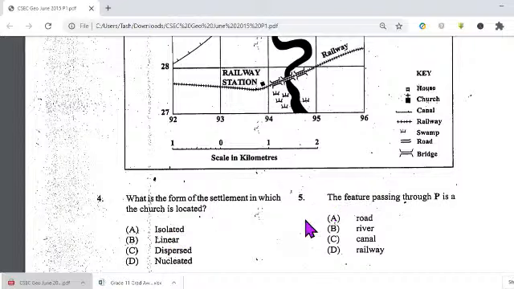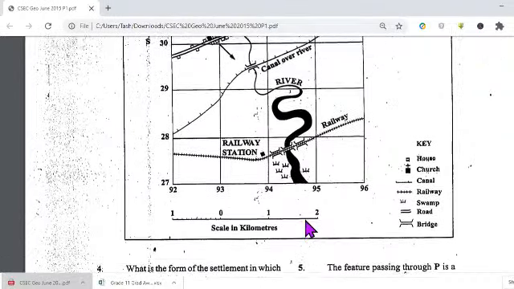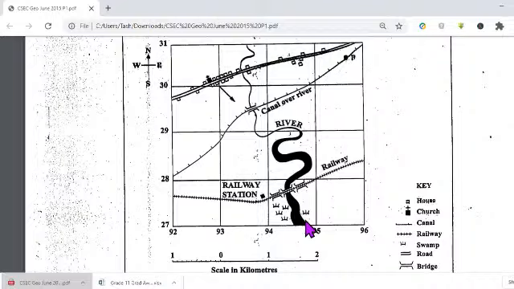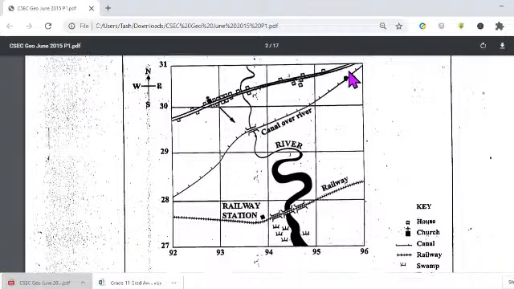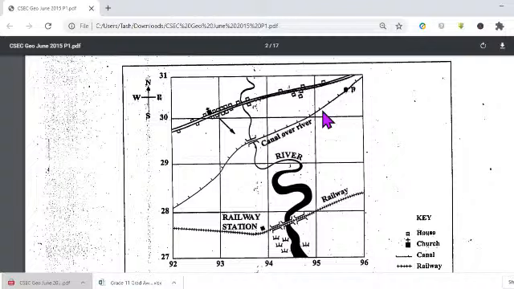Number 5, the feature passing through P. We just need to find P on the map. Once you find P, you look at your key to give you an idea of what the feature is. So here is our feature right here. It looks exactly like this. So our feature on the map that runs through P right here is a railway.